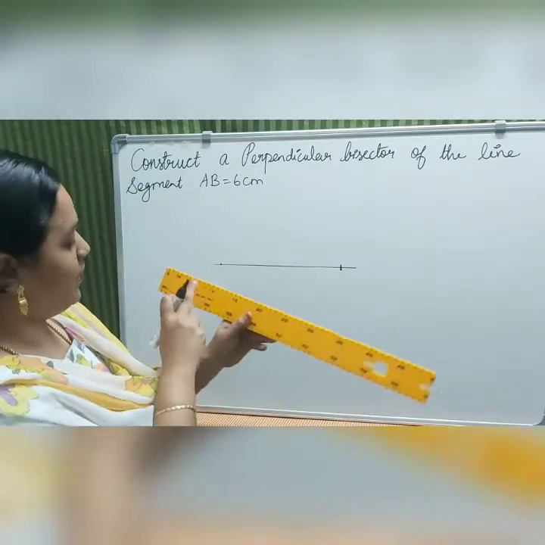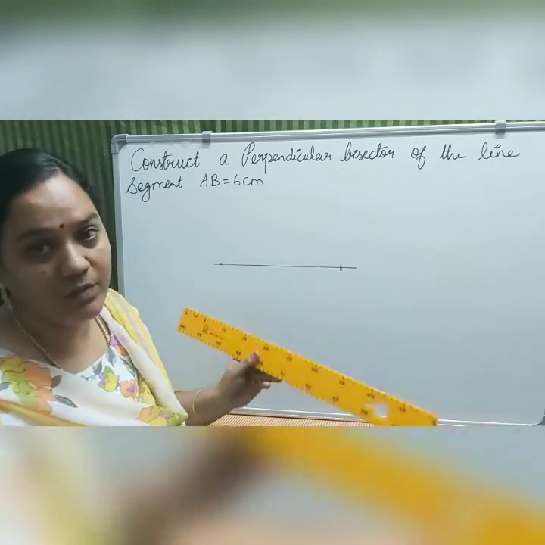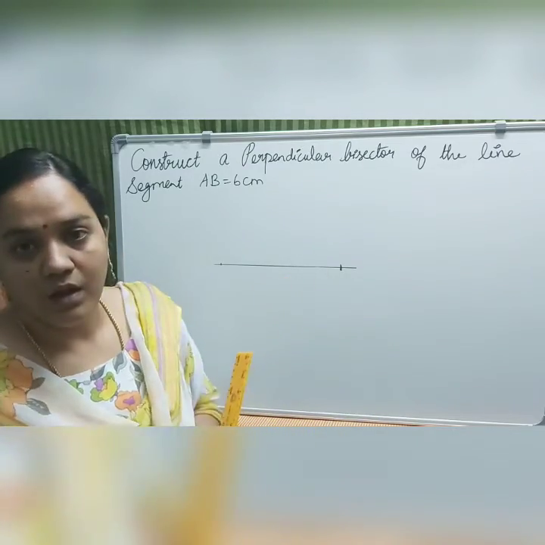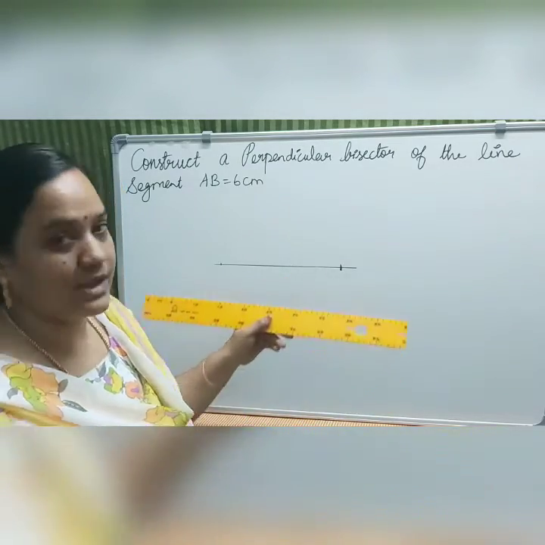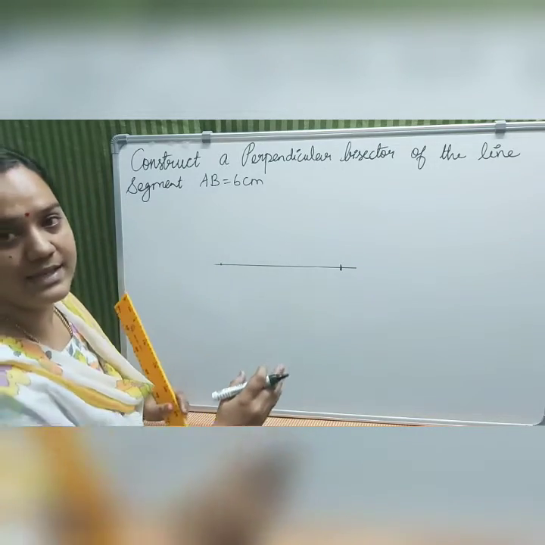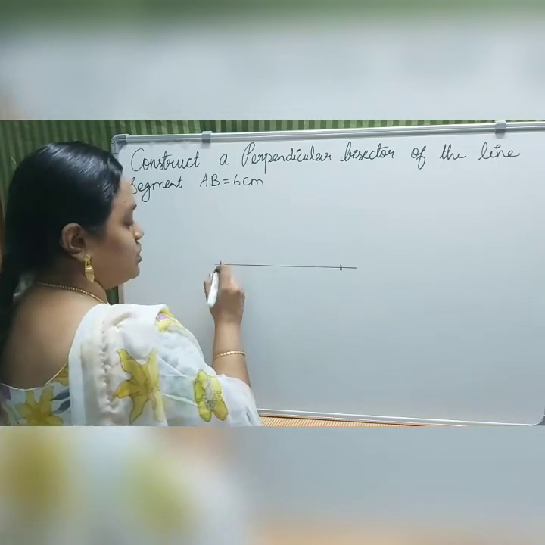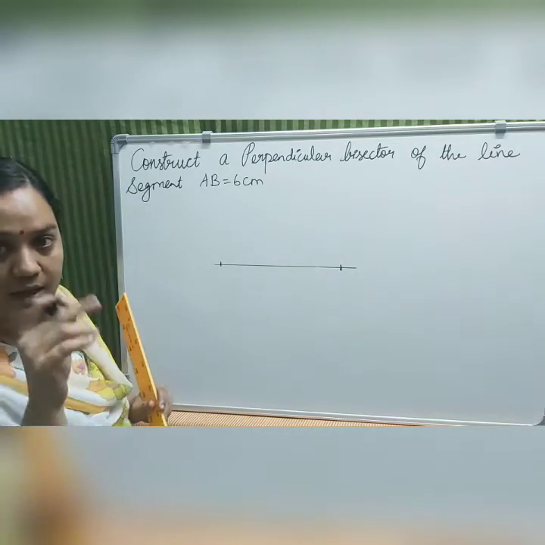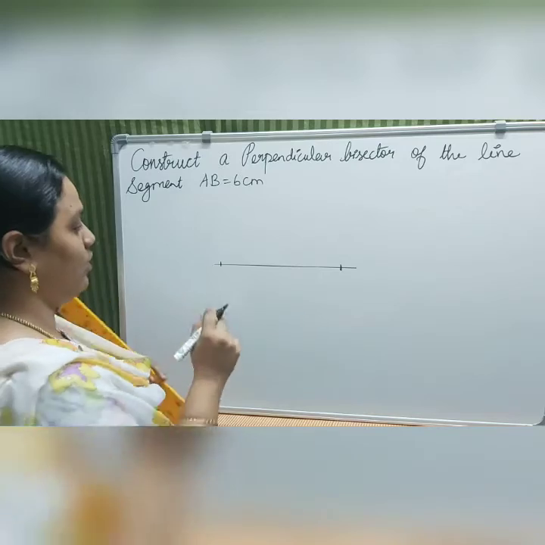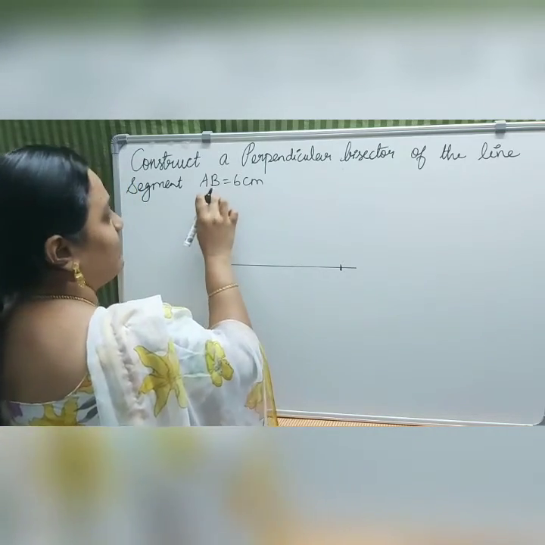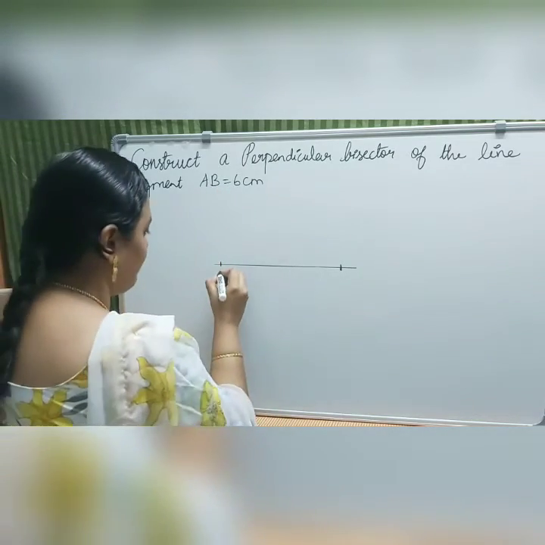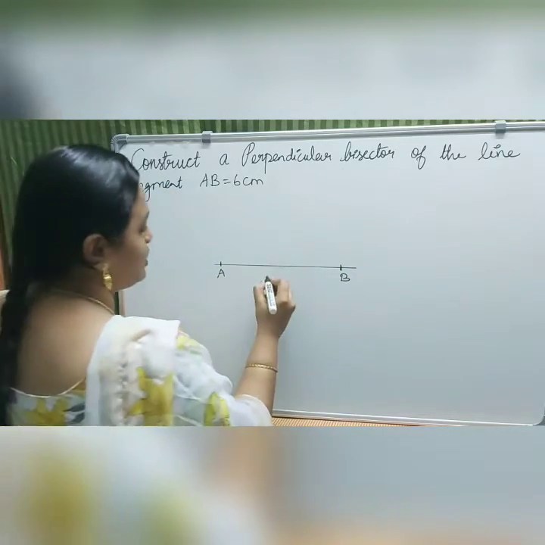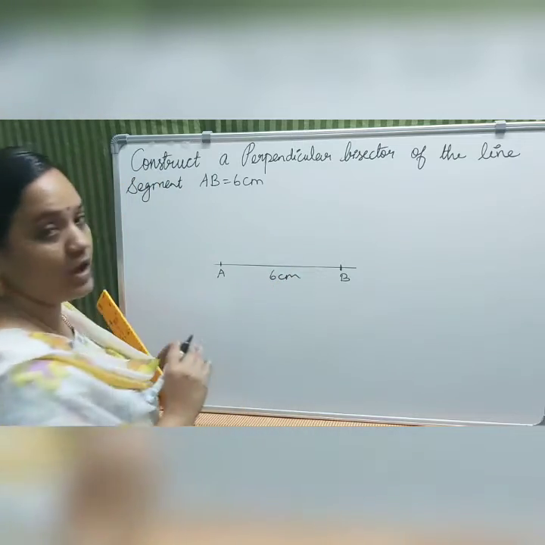But if I mark 6 here, our diagram will be very short and you can't see it clearly. That's why I am using some other measurement and we are assuming this as 6 cm. Here you should mark the point for 0 and here the point for 6 cm. Now we mark the line segment as AB equal to 6 cm. I am marking this point as A and this point as B, and our measurement is 6 cm. This is your line segment.